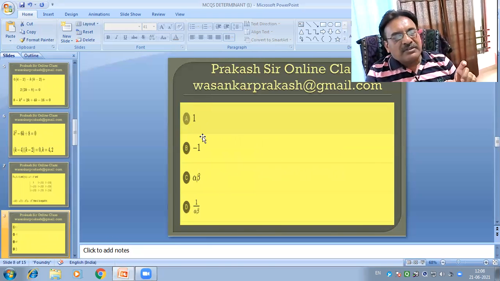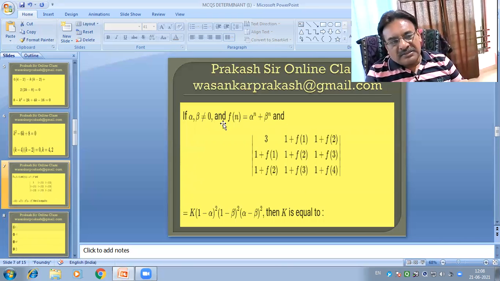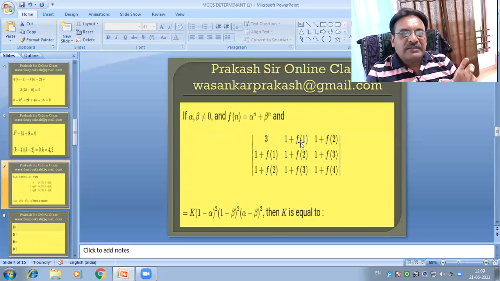Here k equals 1, k equals minus 1, k equals alpha beta, k equals 1 upon alpha beta. So here one determinant is given. This equation is also given, and we find the value of this k. So first we evaluate this determinant, and we know the process for evaluating a determinant. Before evaluating the determinant, first we find the value of f of 1, f of 2, f of 3, f of 4 by using these equations.